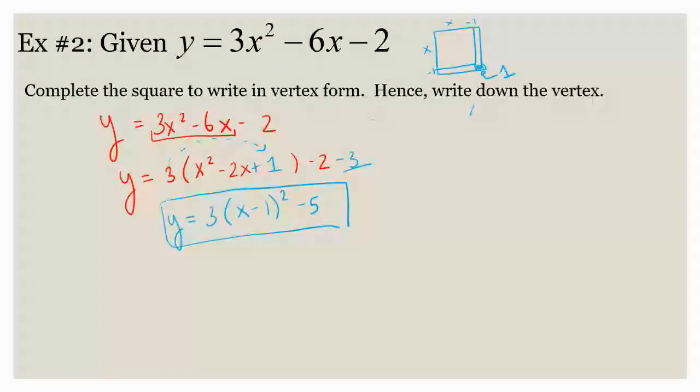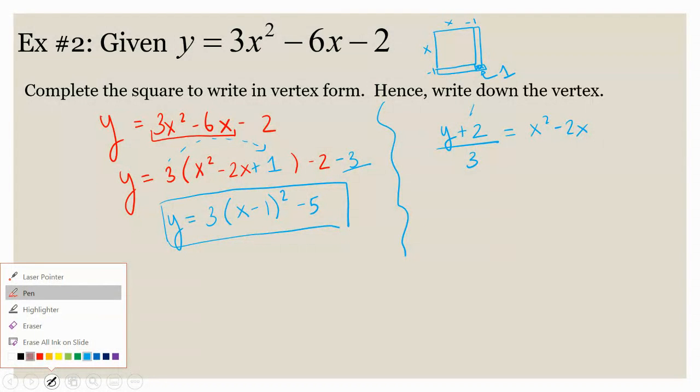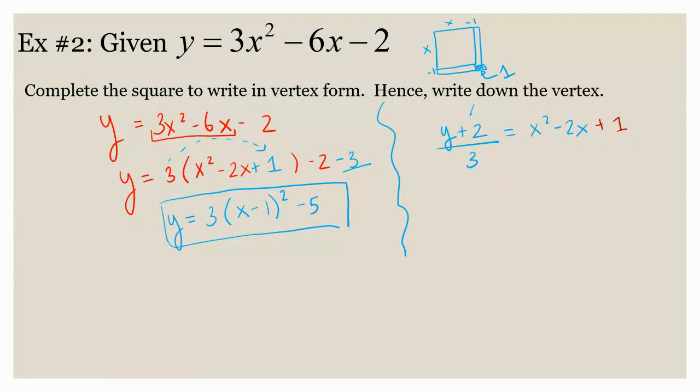If you're getting confused with all of this, maybe here's another way you could do it. Maybe I will divide everything by 3, and I'll move that 2 over. y plus 2 over 3 equals x squared minus 2x. Okay, so then let's complete the square. I'm just trying to give you another way you could think through it. Same idea, I'm going to have to add 1, so I'll have to add 1 over here. So this will give me y plus 2 over 3 plus 1 equals, factor this, x minus 1 squared.